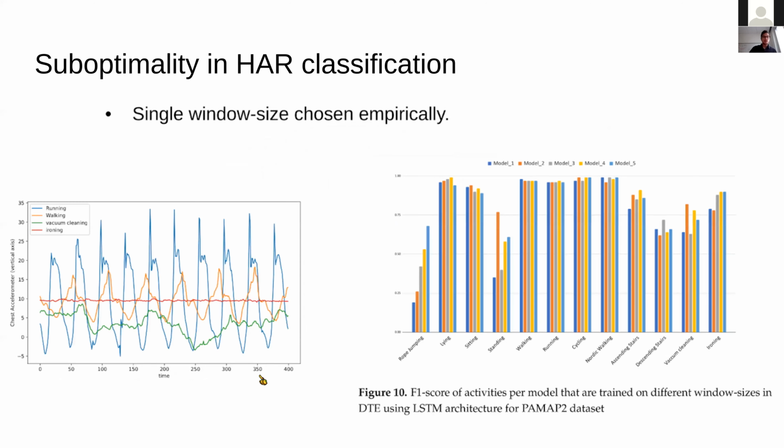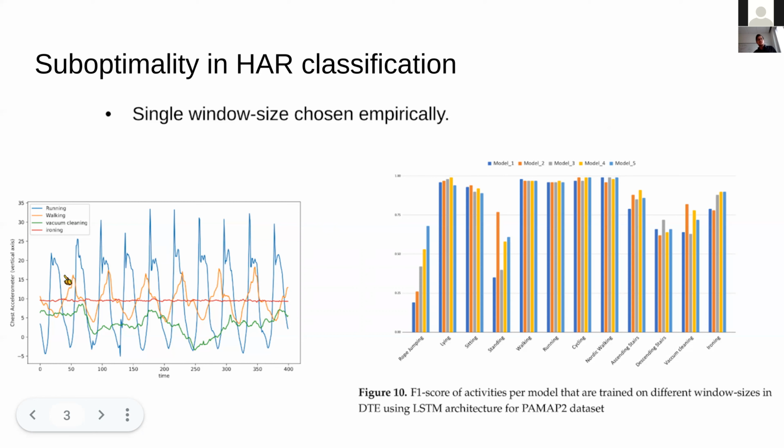Now, if you think about a human activity recognition problem, a data set can be composed of a range of different activities, like running, walking, vacuum cleaning, ironing, etc. On the left-hand side, I show you the different graphs, the accelerometer graph in one axis, that can arise from each of these activities.